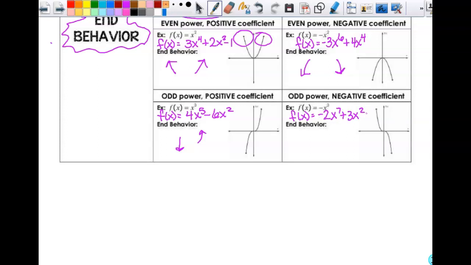Then again, middle behavior looks different. However, end behavior would look the same as this, so that is up, down. So odd is opposite. Odd is opposite. Even is same. It's either up, up, or down, down.